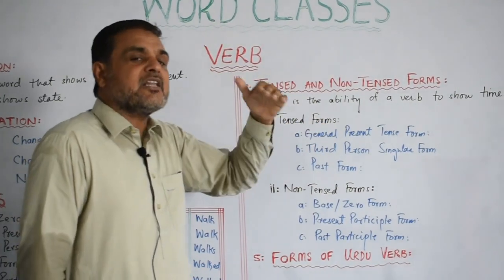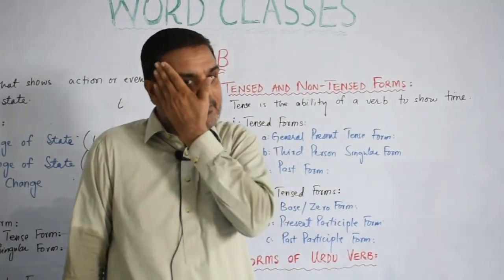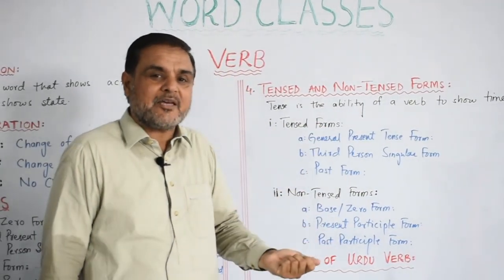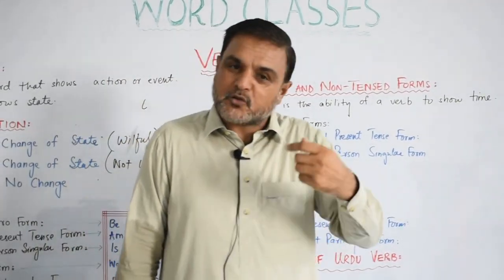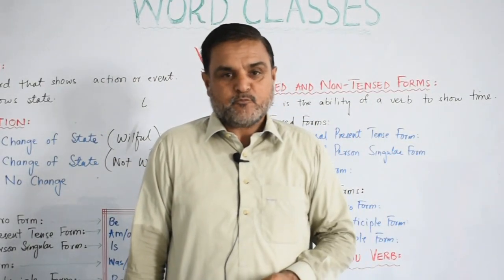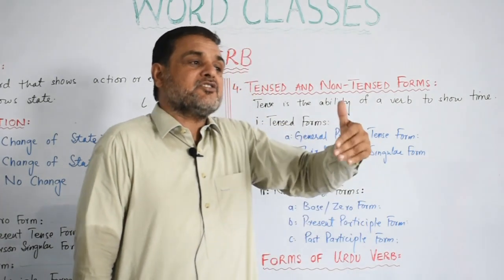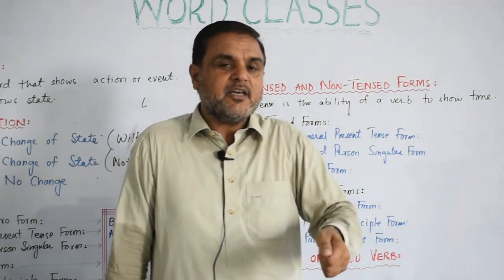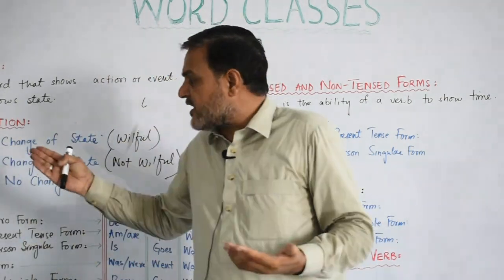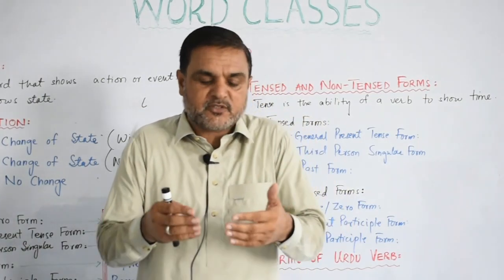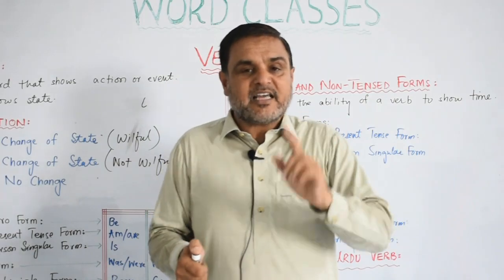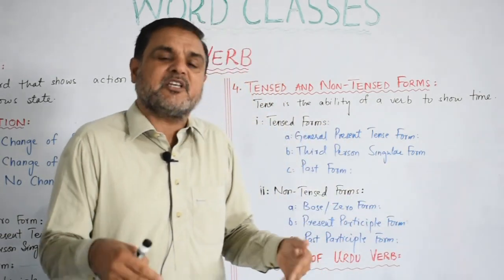Tense is the ability of a verb to show time. If a verb shows time, we will call it a tensed form of the verb. If a form of verb does not show time, we will call it a non-tensed form. Out of these six forms that I have discussed, 3 are non-tensed forms and 3 of them are tensed forms. What are non-tensed forms and what are tensed forms?